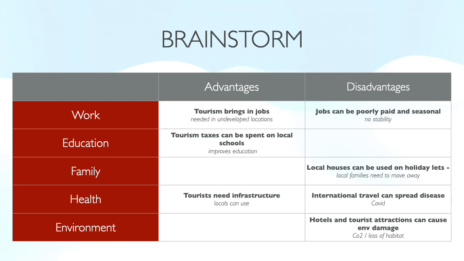If we look at the disadvantages, we can say that jobs can be poorly paid and seasonal. What happens when all the tourists go home? All the jobs finish, so they're not stable. Family, I think about the Airbnb position. If you have a house that you own in some beautiful seaside village, you probably wouldn't sell it, you'd rent it out to tourists. You'll make a lot more money.